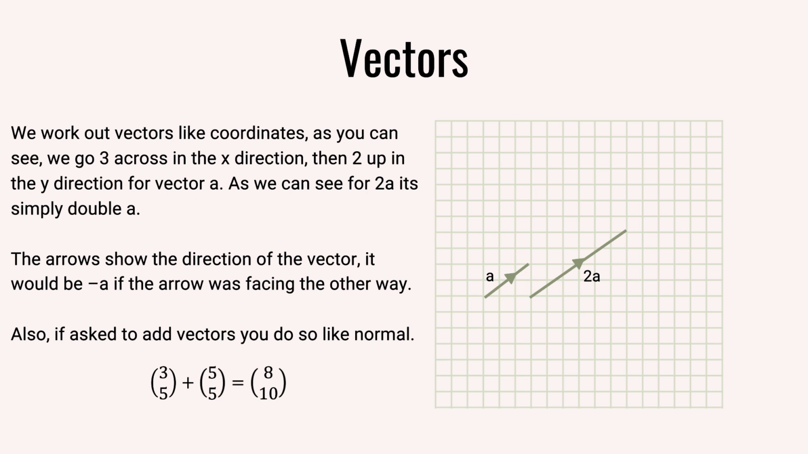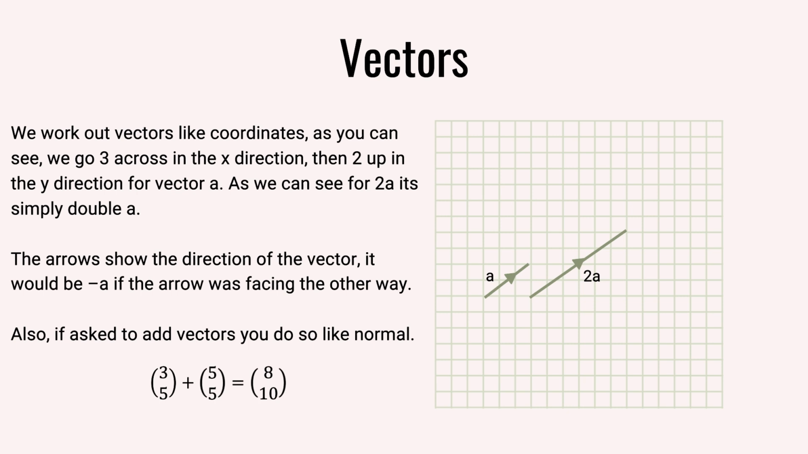As you can see, the vectors have arrows on them, and these arrows show the direction of the vector. It would be minus a if the arrow was facing the other way. This is something you'll have to learn because you may be given the vector going one way, but to get to another point, you're going to have to go backwards.